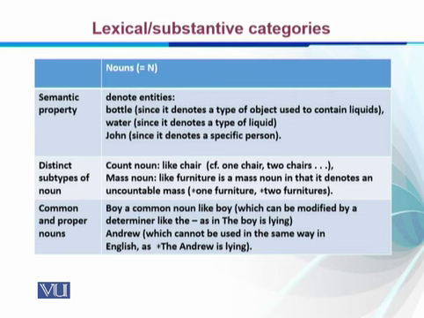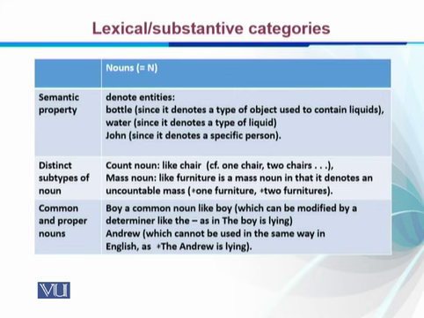Distinct subtypes of noun: we know that there are different subclasses or types of noun. A count noun refers to a word which can be made plural. For example, we have the word chair and we can make it chairs. A mass noun refers to a certain type of noun which cannot be made plural. It denotes an uncountable mass. For example, we say furniture.